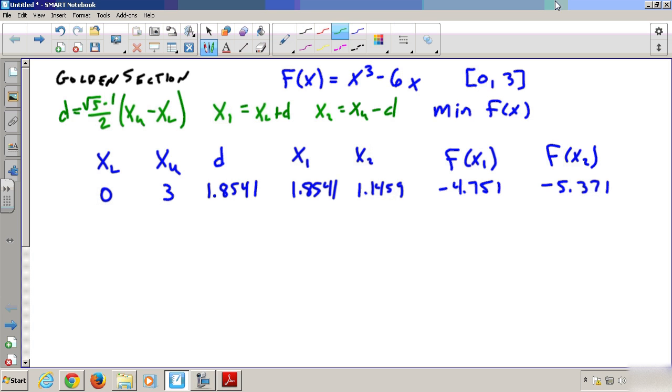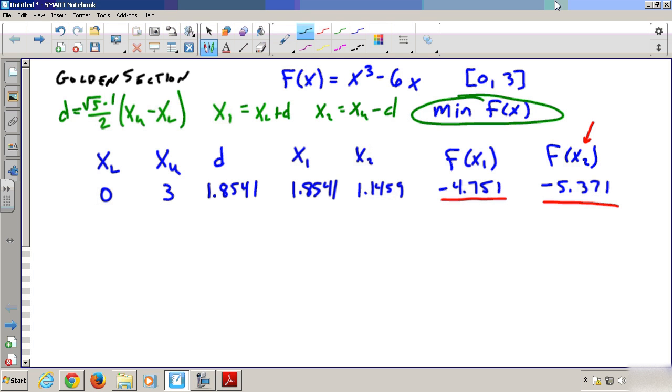All right, I'm searching for a min. So I've got two different function values: minus 4.751, and minus 5.371. Which one is lower? That's pretty easy. The f of x2 is lower than f of x1, so I make x2 the center of the new range.